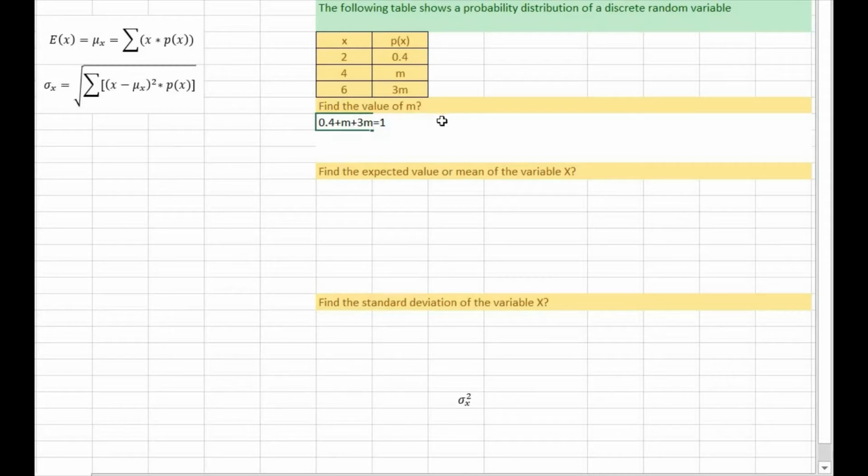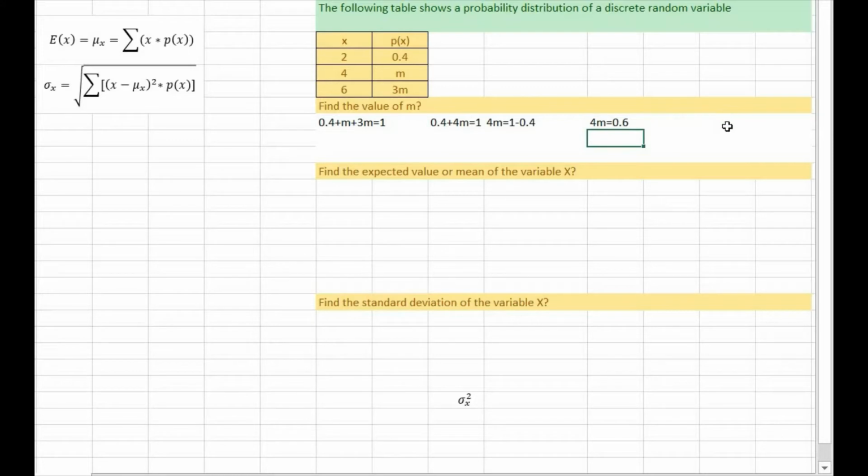So here is an equation that has m. We need to solve for m. That will turn into 0.4 plus 4m is equal to 1. Now we want to solve for m, so we're going to subtract 0.4 from both sides of the equation, and that will lead to 4m is equal to 1 minus 0.4, which will give me 4m is equal to 0.6.